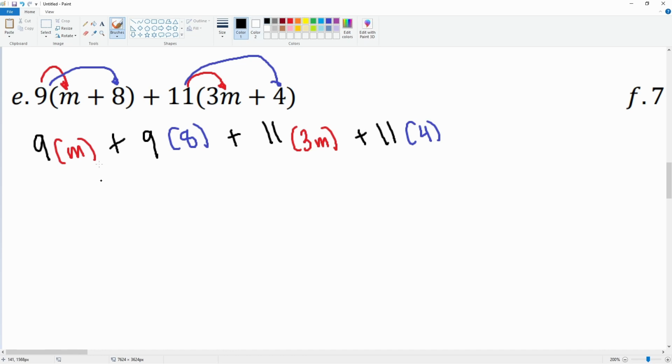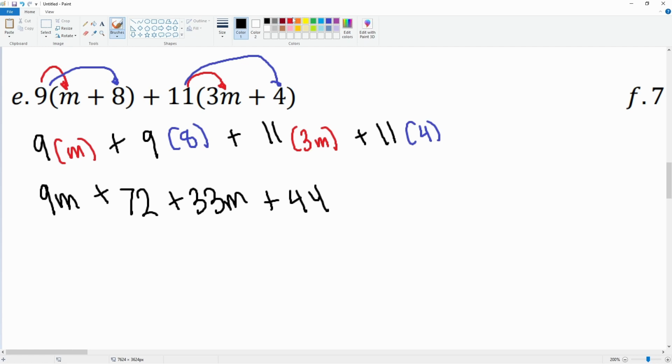All right. So 9 times m is 9m. 9 times 8 is 72. 11 times 3m is 33m. And 11 times 4 is 44. Are there any like terms? Yes, there are. We have 9m and we have 33m. Okay. That gets us what? 33 plus 9. 33, 34, 35, 36, 37, 38, 39, 40, 41, 42. So 42. There's no shame about counting with your fingers, okay?